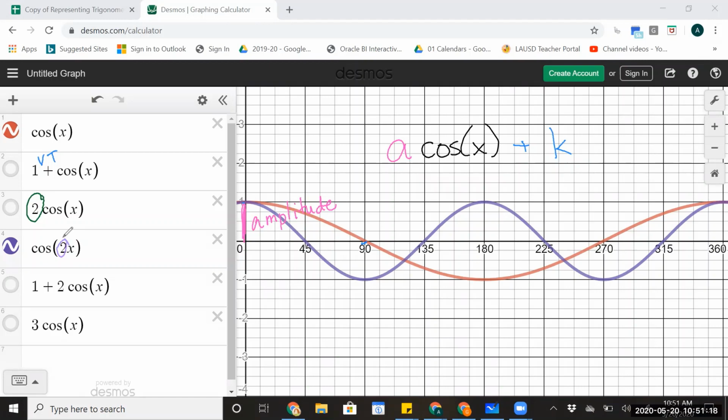We call this one the horizontal stretch. And generally in your functions, we'll use a letter B in there. One way to determine what B is when we're looking at cosines is to try and determine how many cosines are in a 360. Let me try and word that a little bit differently, because that might be weird to think about.